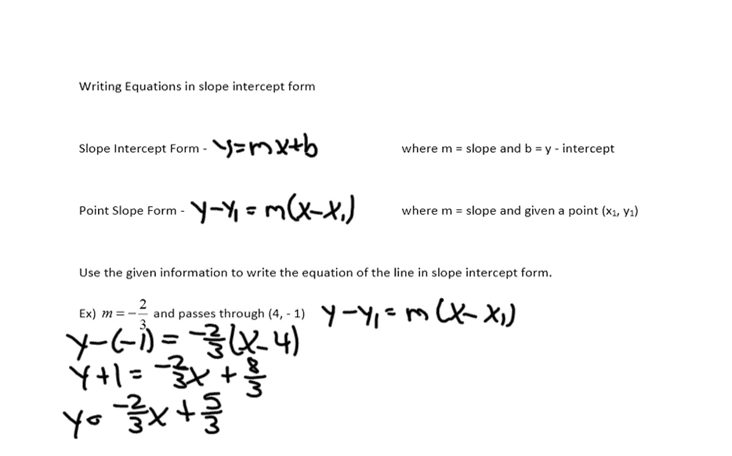Now, you can easily check your answer by plugging in 4 and -1, and it should make it a true statement. If I plug in x equal to 4, that's -2/3 times 4, that's -8/3, plus 5/3, that's -3/3, which is equal to -1, and that's what y would equal.